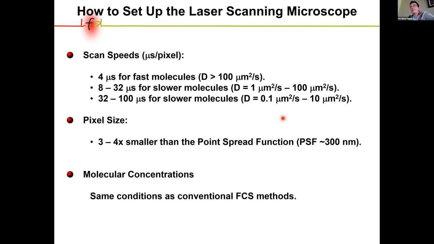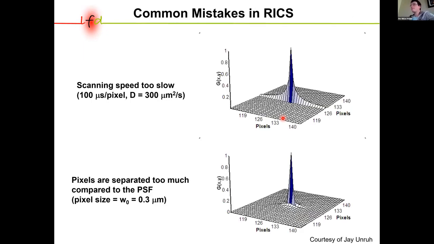For the molecular concentrations, it's similar to conventional FCS methods like single point FCS. Typically, these methods work well at the nanomolar range, like 100 picomolar maybe to 10 or 100 nanomolar. But it depends on the signal to noise behavior of your system and the brightness of your molecules, but that's the general range.